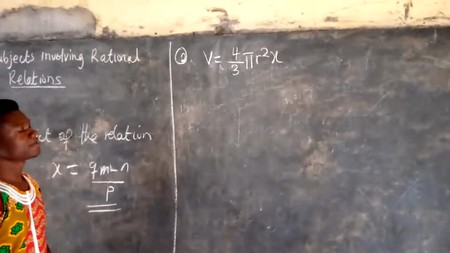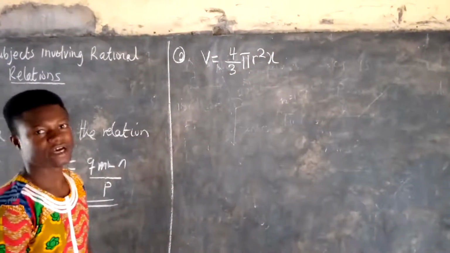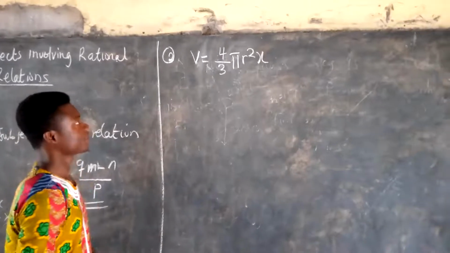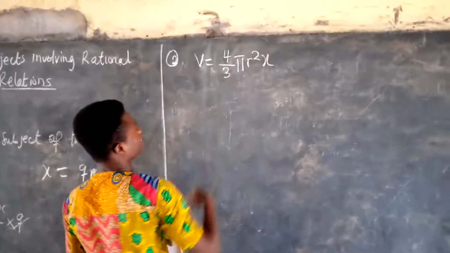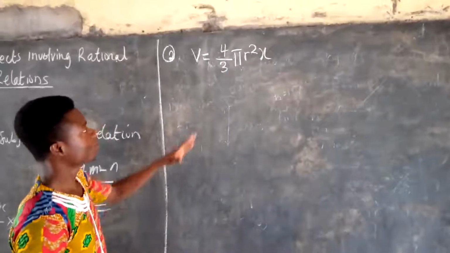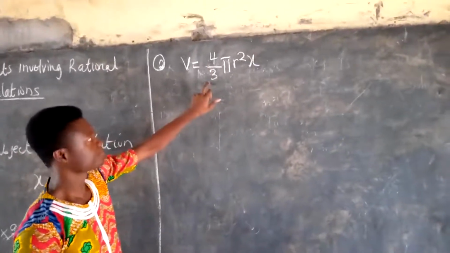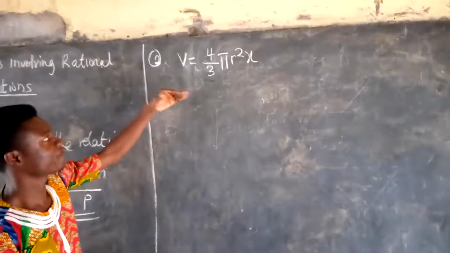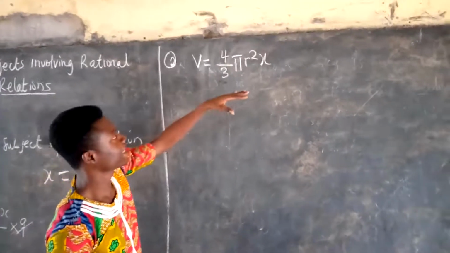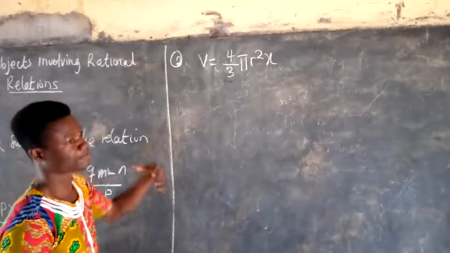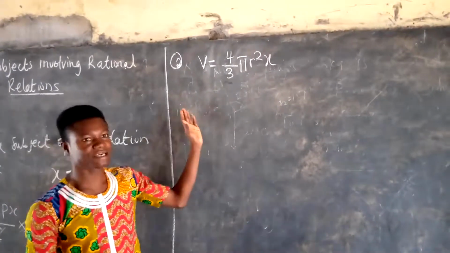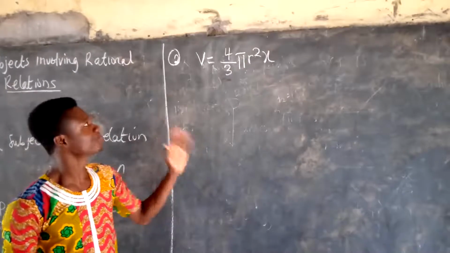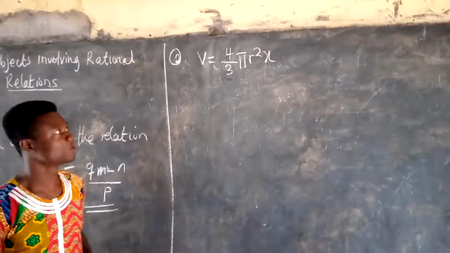Dealing with making a subject out of a rational relation. So you can see that this expression is a rational expression because of the 4 out of 3. Sometimes to make a variable a subject becomes difficult. And one thing that we need to know here is that to make a variable a subject is to make that variable stand alone.